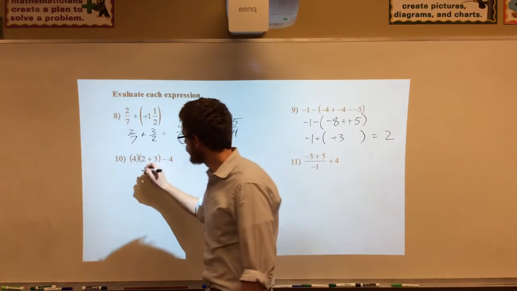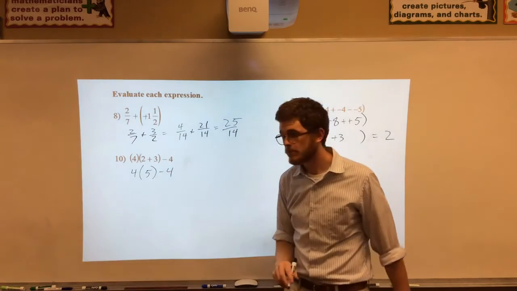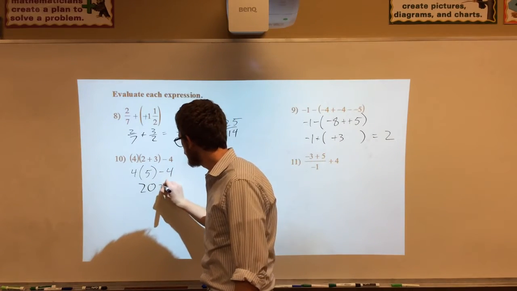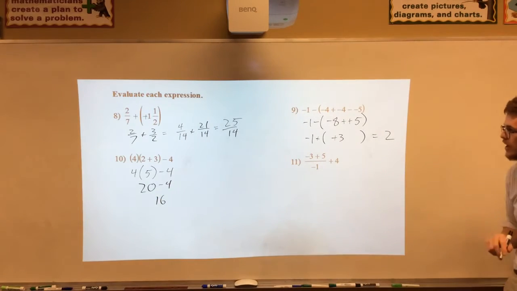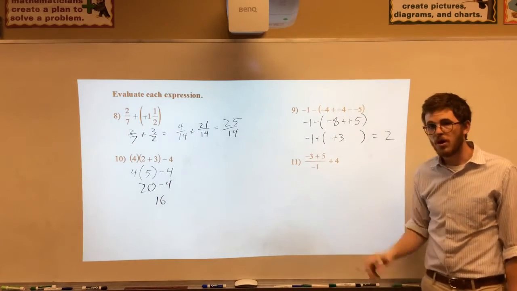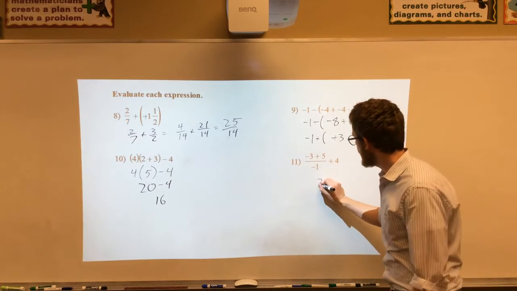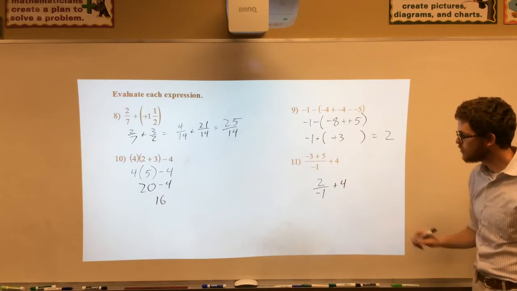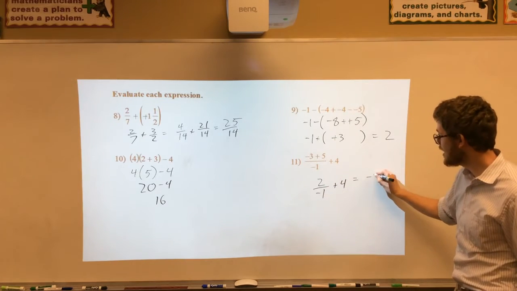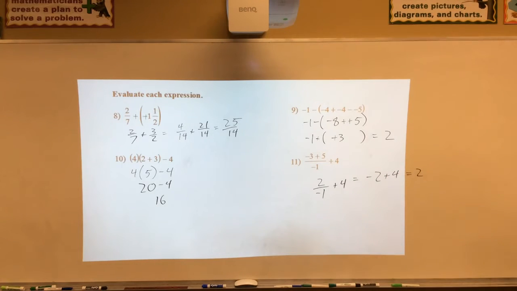Number 10, work inside your parentheses first. So we have 20 minus 4, which gives us 16. On number 11, the top or bottom of a fraction is essentially a grouping symbol. It's like parentheses. So I have 2 over negative 1 plus 4. 2 divided by negative 1 gives me a negative 2 plus 4, and this is also a positive 2.